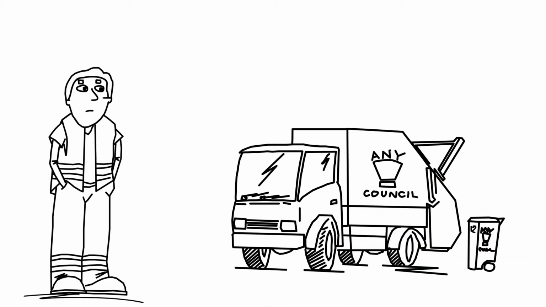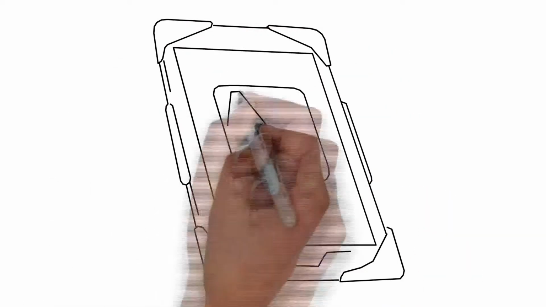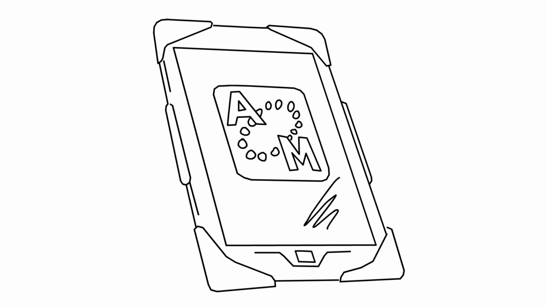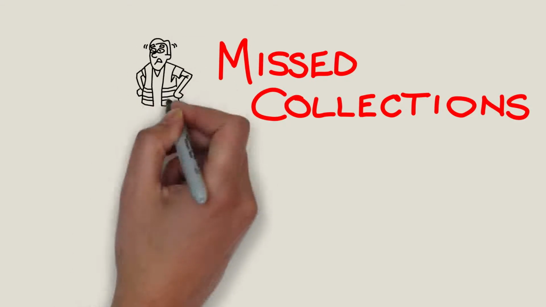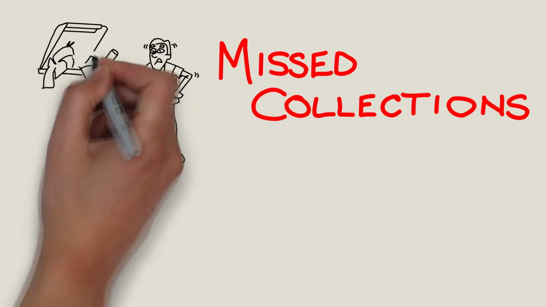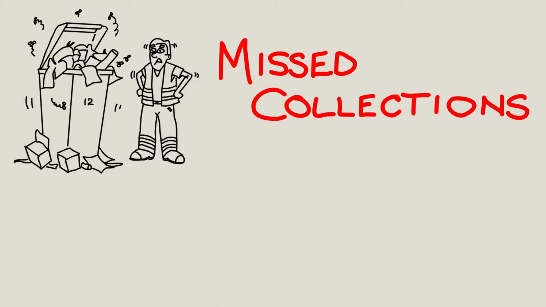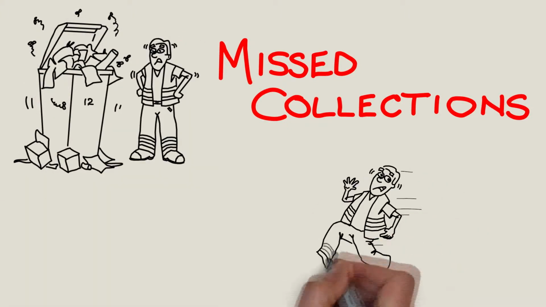In this video, I'll demonstrate how Brian's council used clever technology from AllOnMobile and Whitespace to greatly reduce the impact of miscollections. When we first met, Brian regularly reported miscollections on his round. This could happen for a variety of reasons. Everything from an overweight bin to a dangerous dog.